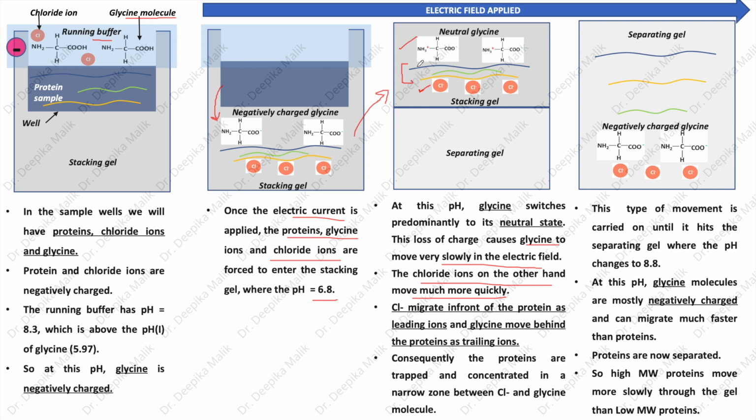Now this type of movement is carried on until it hits the separating gel where the pH changes to 8.8. At this pH, glycine molecules are mostly negatively charged and can migrate much faster than proteins. Proteins are now separated, so high molecular weight proteins move more slowly through the gel than low molecular weight proteins, and the separation is achieved.